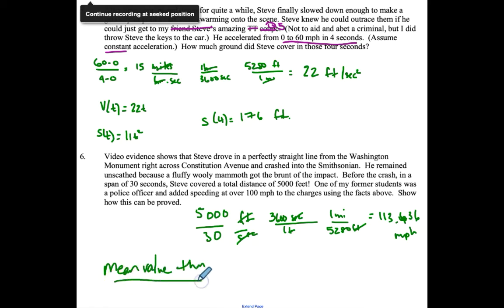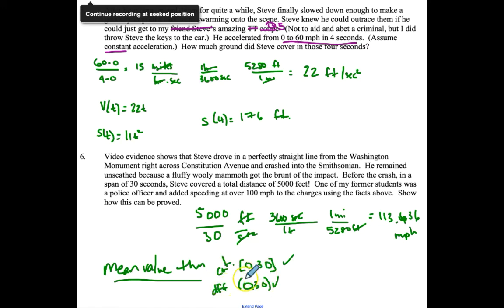So the mean value theorem states that if I have a continuous function on the closed interval from 0 to 30 seconds, which we do because he moved in a straight line, unfettered, and if it's differentiable on the open interval, 0 to 30 seconds. So I'm writing this out, but I need to state continuous on the closed interval, differentiable on the open interval. I must state that these two conditions are met.